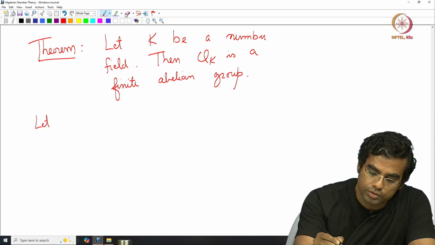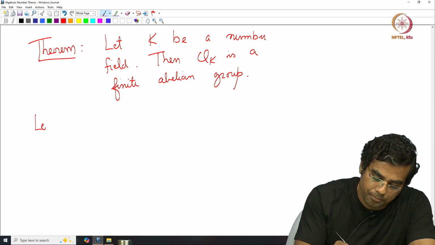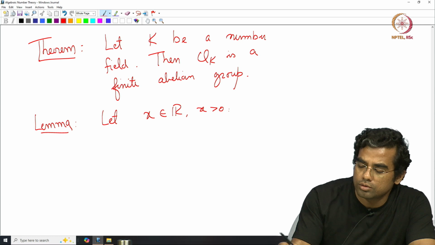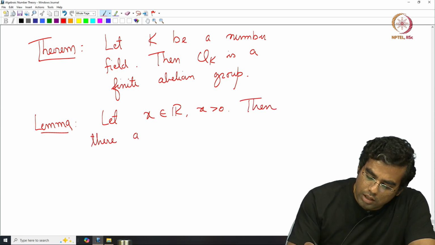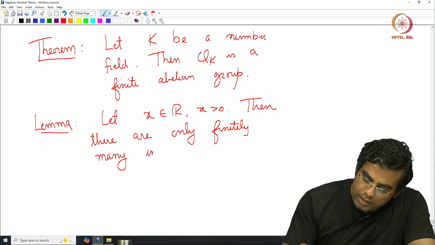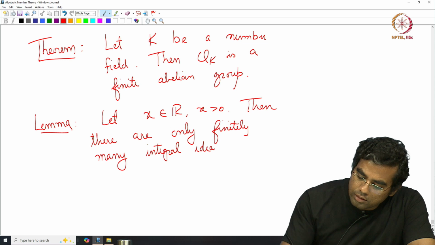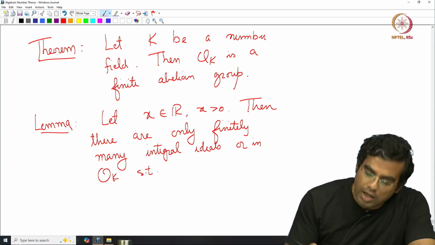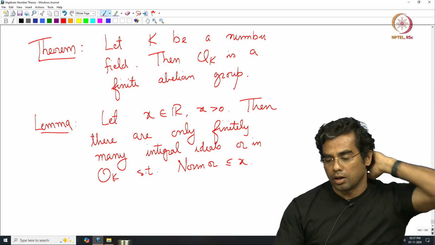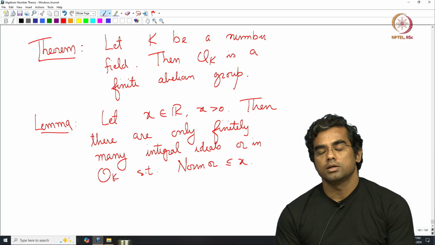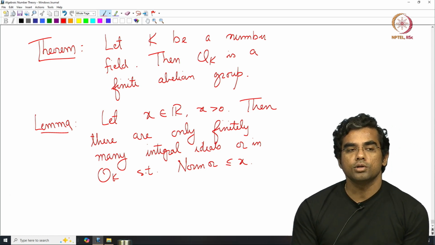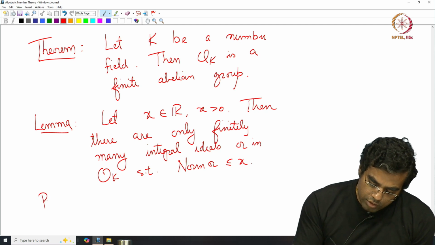So, let us first prove a lemma. Let x be a real number, x greater than 0, then there are only finitely many integral ideals, I am emphasizing the word integral, A in OK such that norm of A is less than or equal to x. So, if you go up to any x, there are only finitely many ideals which are of norm less than or equal to x. Okay. This is a simple lemma, but it is also a crucial ingredient that will go into the proof of the theorem. So, the proof of this is very easy.